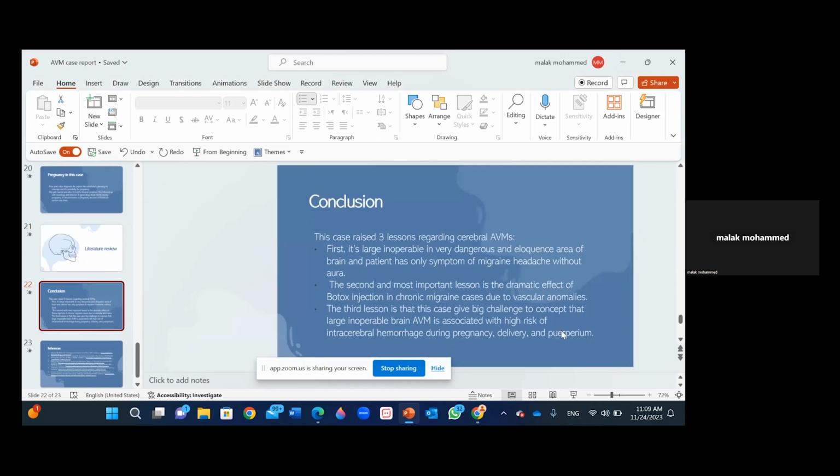The first is a large arteriovenous malformation while she presented just with headache, migraine without aura. The second is botox injection, which wasn't really introduced before in patients with migraine secondary to AVM, and it had a dramatic effect with an amazing outcome. And the third thing, a big challenge and concept: large inoperable AVM is associated with a high risk of intracerebral hemorrhage during pregnancy, but she delivered healthy, and the baby was healthy without any complications.